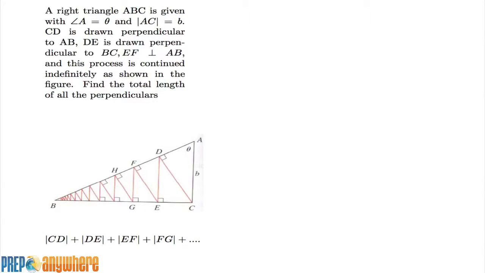Okay, so we're looking for the sum of all the red lines in this diagram. So let's start from the one that's the largest. Note that what we have here is a right angle triangle. So note that CD is just B times sine of theta. So sine of theta, that's what CD is equal to.